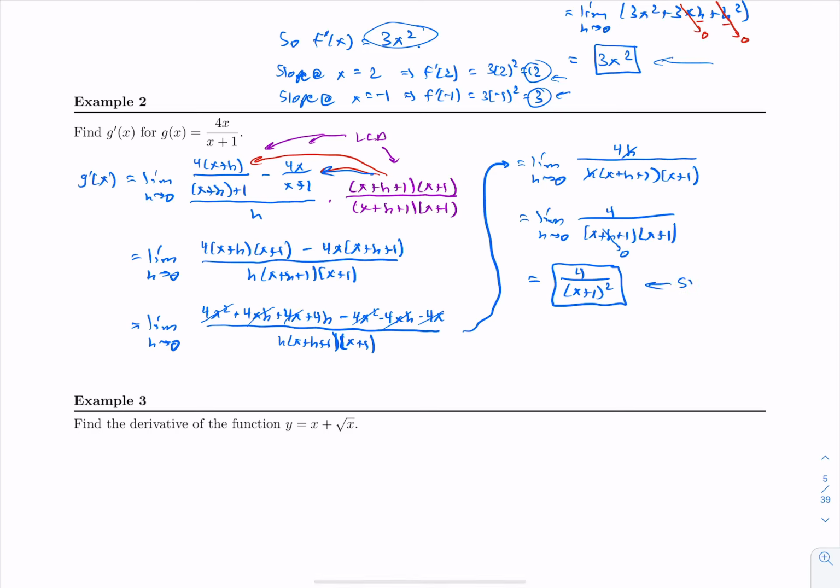So this is the slope of g of x at any x not equal to negative 1. So if you look back at the original function, its domain excludes negative 1 because we can't divide by 0. But anything else I can plug in and I'll get a functional value from the original and a slope from this. So this is our g prime of x.